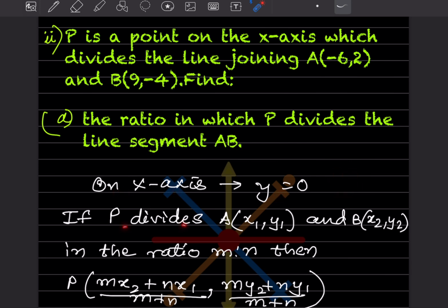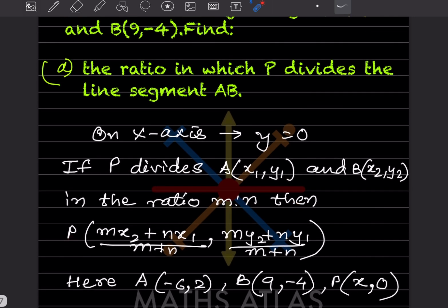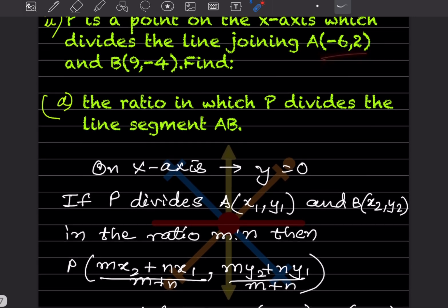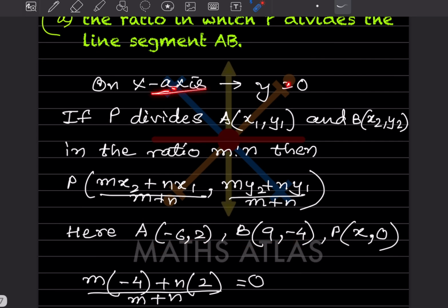Now, if P divides A (x1, y1) and B (x2, y2) in the ratio m is to n, then P is (mx2 plus nx1 divided by m plus n, and my2 plus ny1 divided by m plus n). This is the formula you have to remember. So here the points are given: A is (minus 6, 2), B is given as (9, minus 4), and P, you know, because it is on the x-axis, y is 0. So this is x and this is y. So we can say P is (x, 0). So x will be x itself.